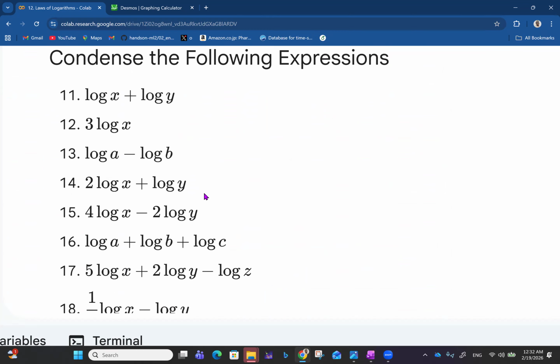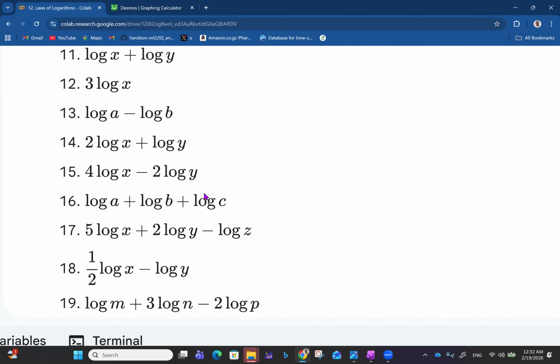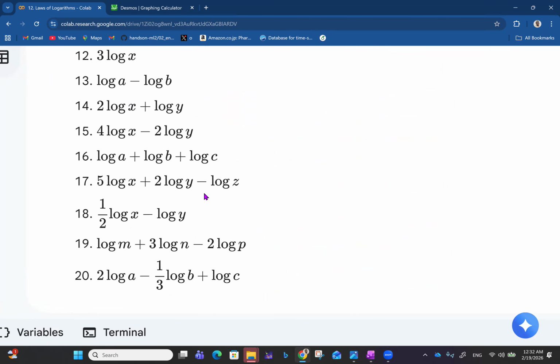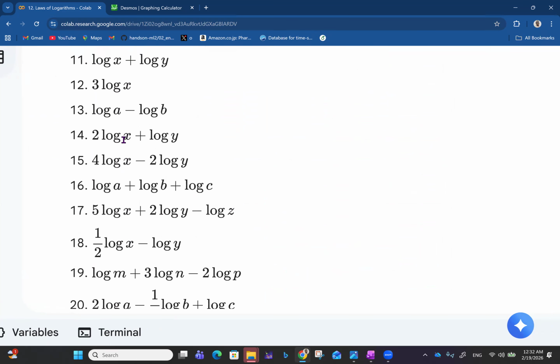2 log x plus log y. That will be log x squared plus log y, which will be log x squared y. Then 4 log x minus 2 log y, that'll be log x raised to power 4 minus log y squared. So that'll be log x raised to power 4 over y squared, like that. Log a plus log b plus log c, that's simply log abc. Then 5 log, okay, I mean, we can do all this.